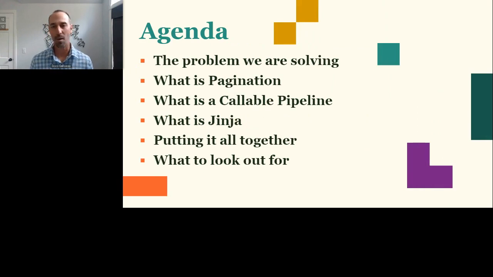All right, what are we going to talk about today? First, we're going to talk about the problem we're solving, like why are we even talking about this? Then we're going to talk a little bit about what pagination is, what callable pipelines are, and about Jinja, just to ground people on what that is if you haven't worked with it before. Then we're going to take those three concepts and put them together to solve a use case.